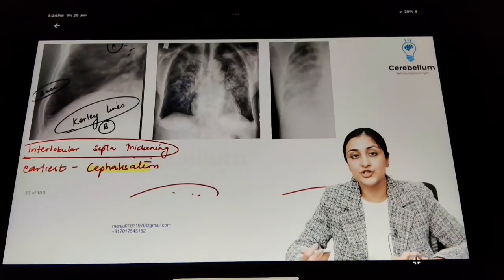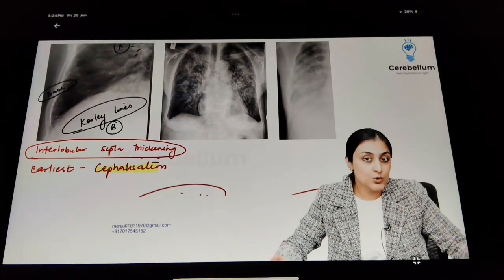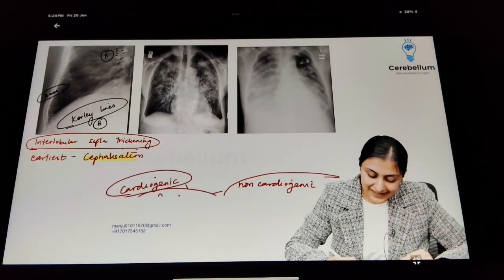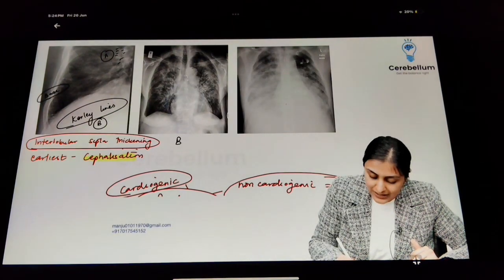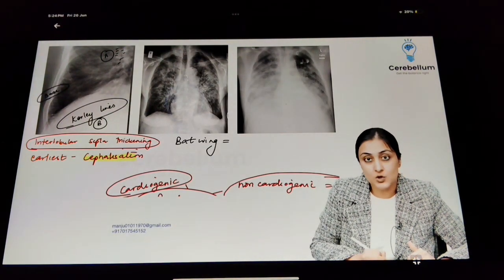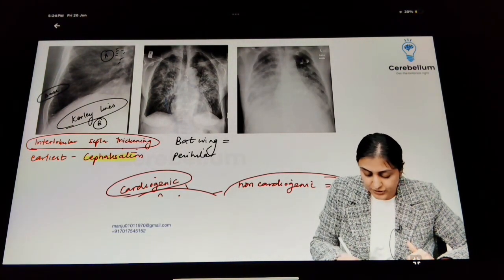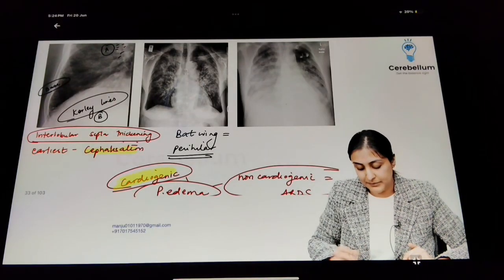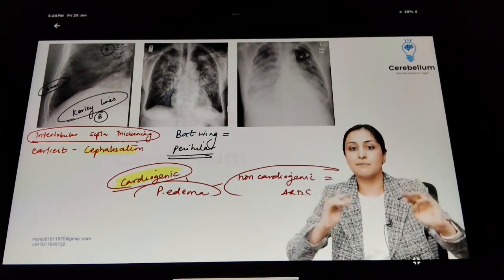As the pressure further increases, now the fluid from the pulmonary veins goes into the alveoli and you start to have consolidations, and they are going to be central, this is what we call bat-wing consolidation, or perihilar consolidation. So these are the findings of cardiogenic pulmonary edema: cephalization, Kerley lines, perihilar consolidation.